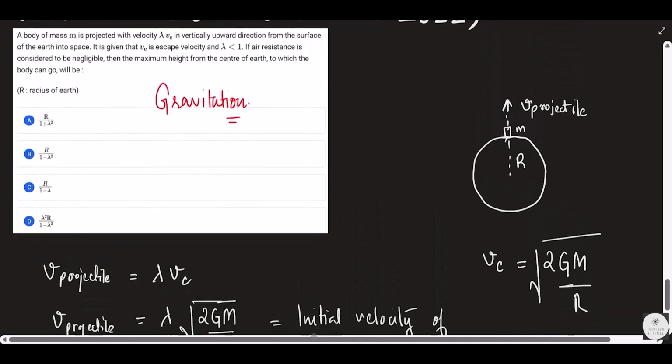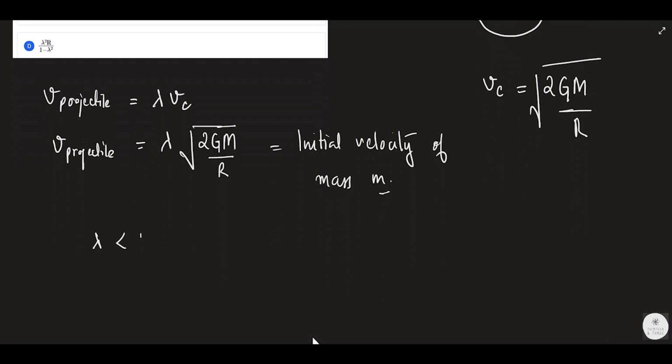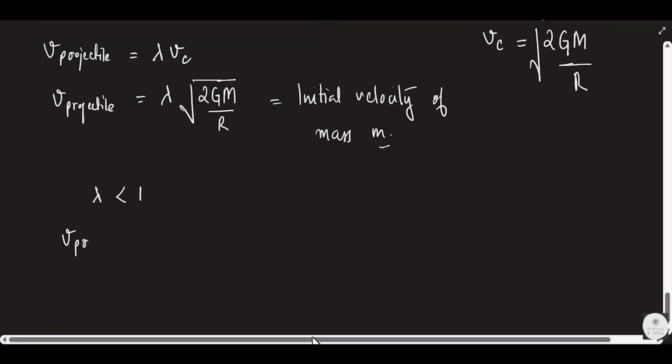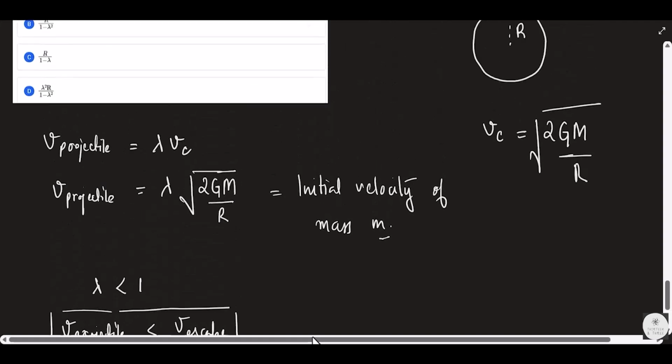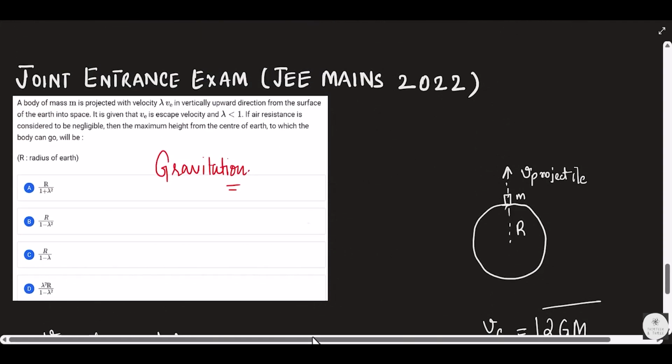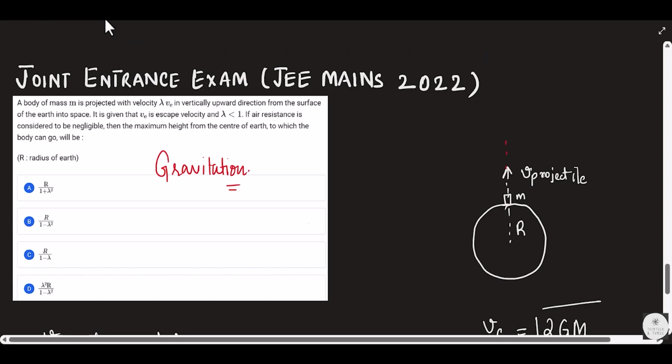There's one more thing that is given in this question, and that is that lambda is less than 1. What does this mean? That the v projectile is less than v escape. This means that the small mass m will not go out of the environment of our earth, it will not escape the surface of the earth. So next part is, if the air resistance is considered to be negligible, then the maximum height from the center of the earth to which the body can go. So they want the maximum height up to which a body can go.